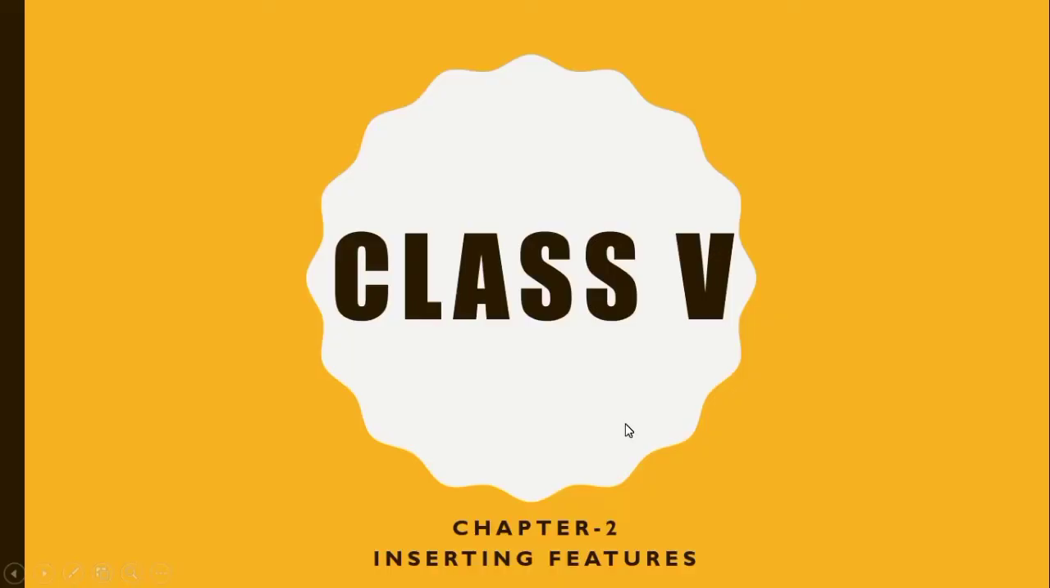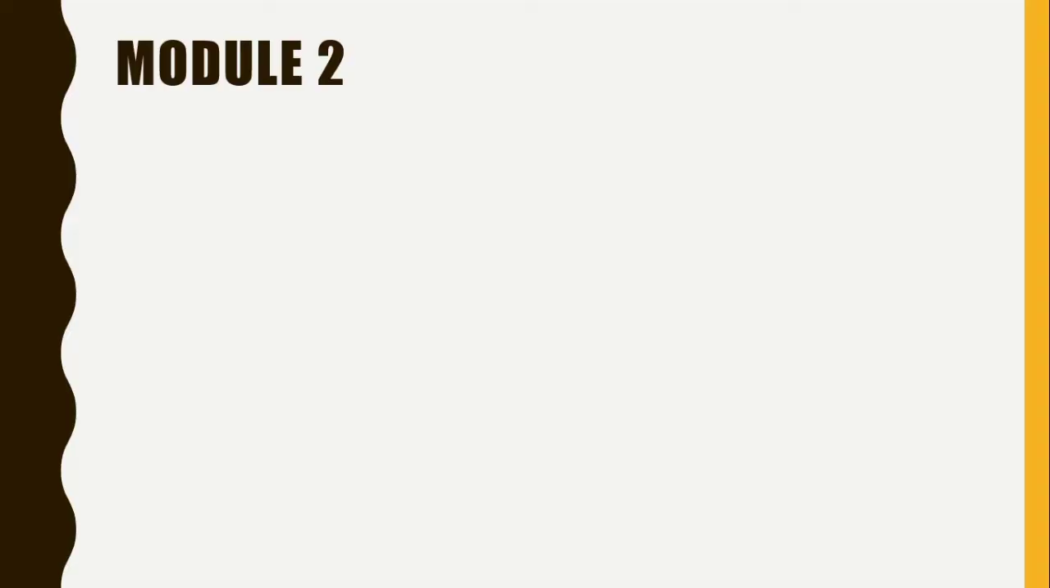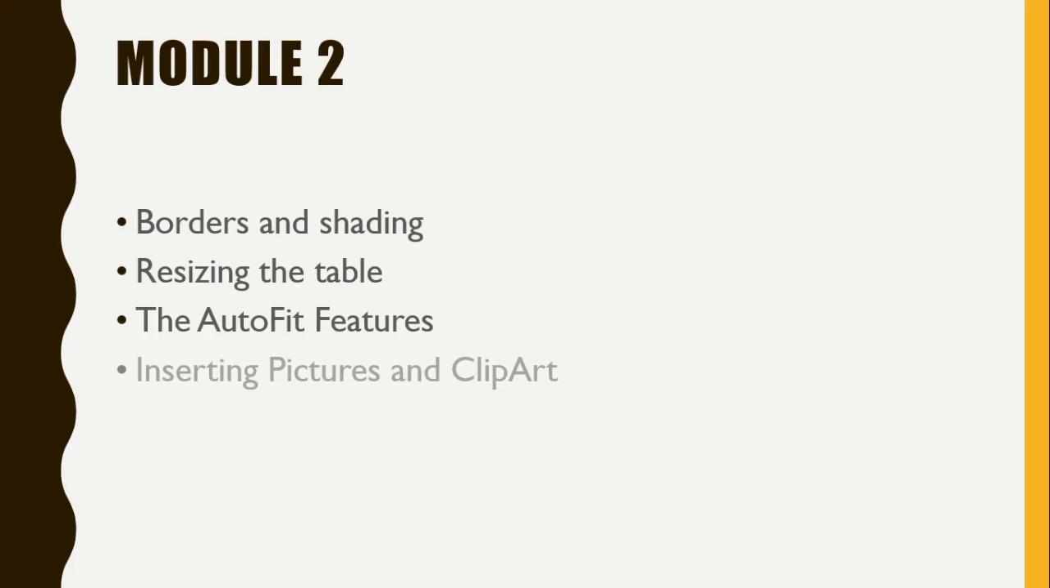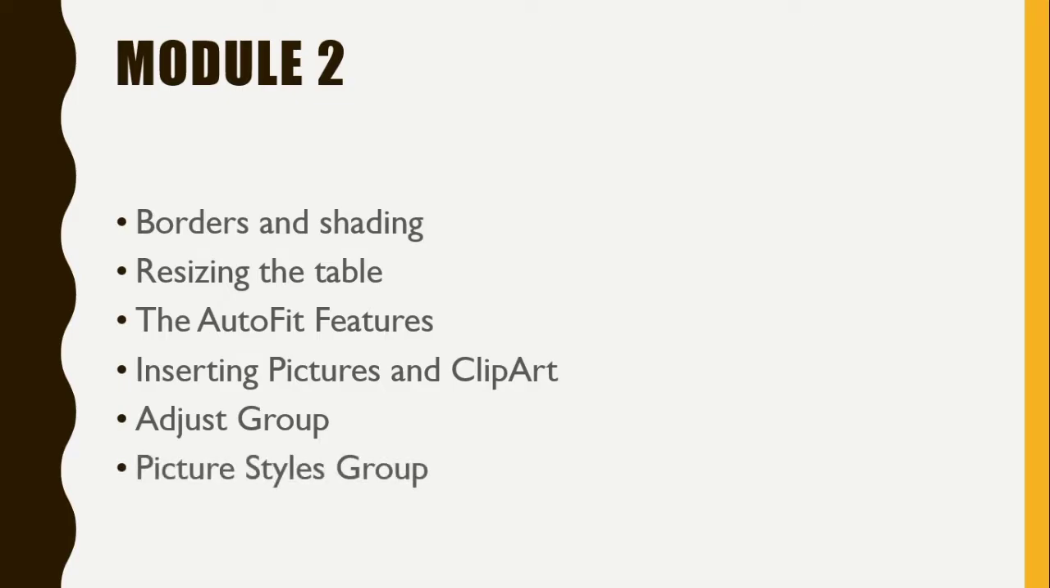Hello children. So let's continue our chapter 2, inserting features. In module 2, we are going to learn about how to set the borders and shading for our inserted table, and how to resize the table, the auto fit features, how to insert pictures, and how to use the adjust group, and how to change the picture styles group. Let's start.